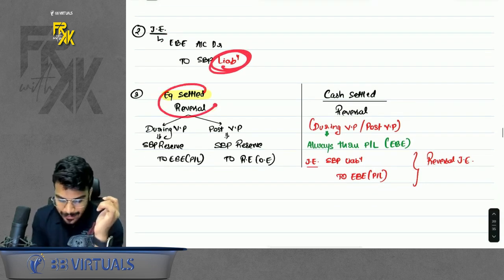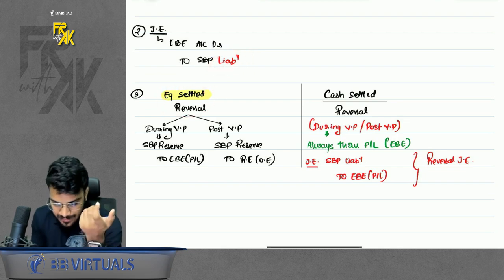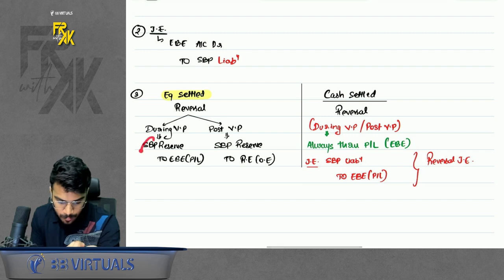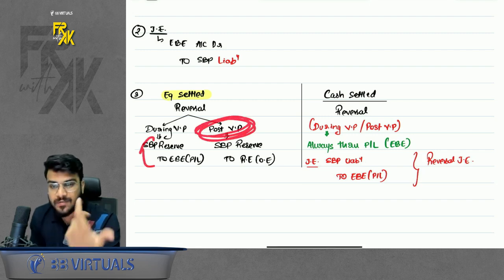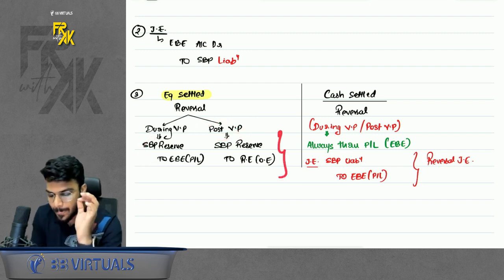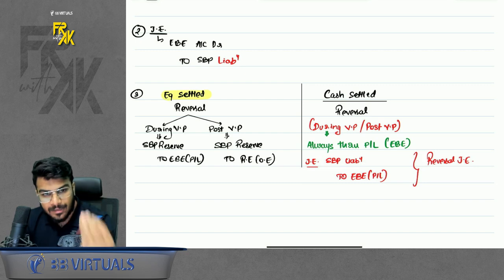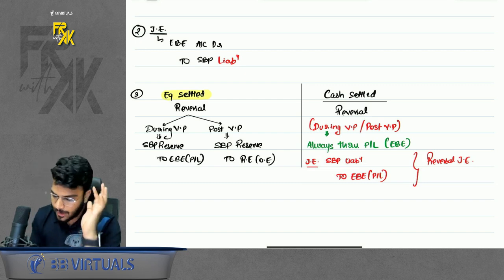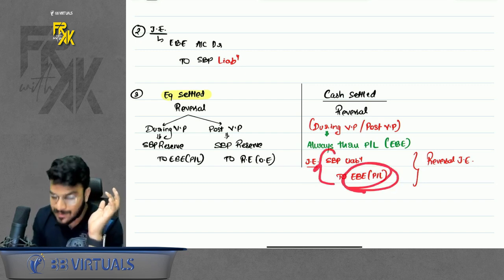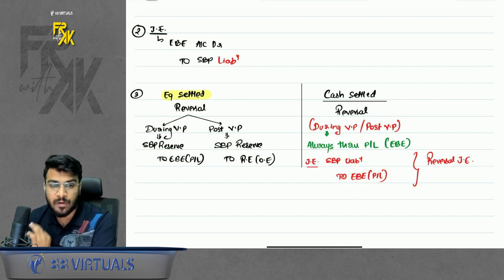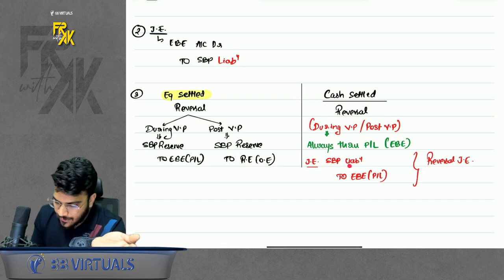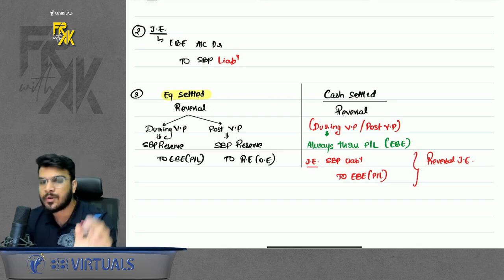Also, in equity, do you remember I told you if reversal happens during the vesting period, reversal is done through profit and loss. If reversal happens post vesting period, reversal happens through retained earnings. But in case of cash settled, if there is any reversal, whether during the vesting period or post vesting period, it will always be done to employee benefit expense, profit and loss. There is no concept of retained earnings in cash settled. Why? Because whenever a liability is reversed, it is always transferred to profit and loss.